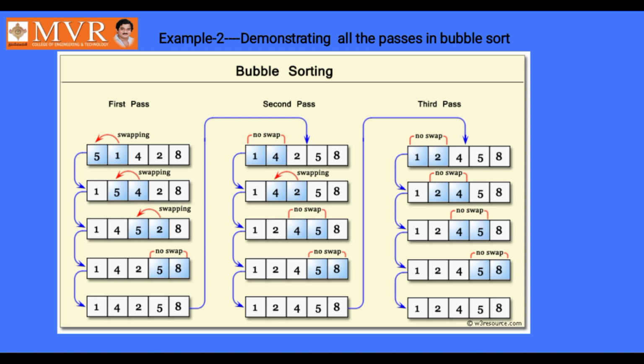And in the third step, I compare 4 with 5. The two elements are in ascending order and so there is no need of swapping. In the last, I compare 5 with 8. 5 and 8 are in ascending order, so there is no need of swapping. And after sorting, my list is 1, 2, 4, 5 and 8. That is, the list has come to a sorted order.